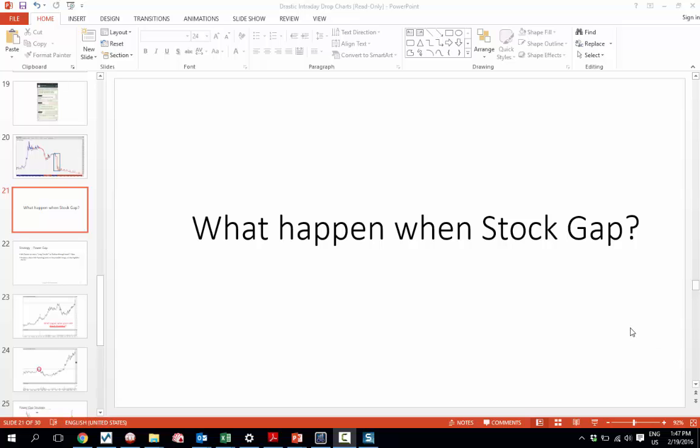Hi everyone. Today we're going to share with you what I have learned about stock gaps. So what happens when a stock gaps up or gaps down?